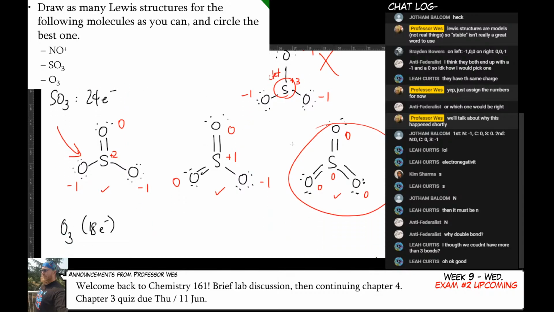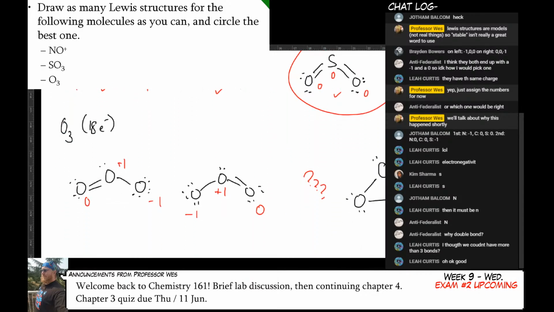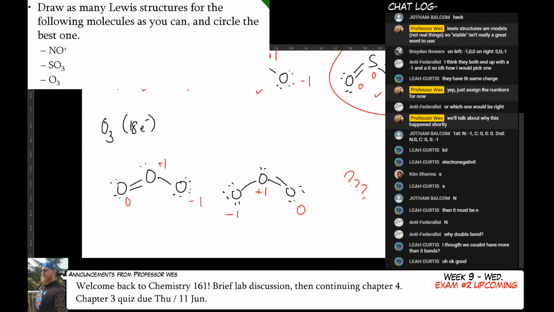All right, the last one we've got is ozone. I'm trying to hide that one over there because I want to talk about it specifically. With ozone, if I want to make sure I don't break the octet rule, there's really only 2 ways to do it. But then I get this weird situation where they're both exactly the same, and I seriously have no way to differentiate them.